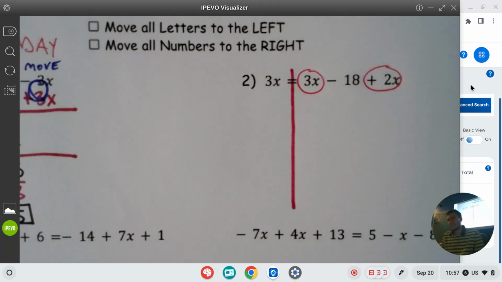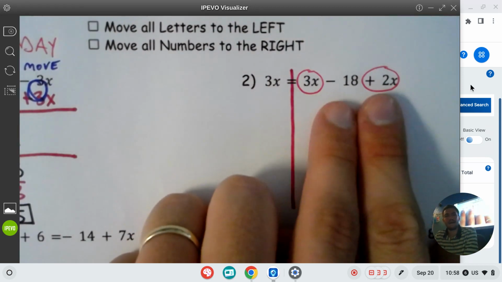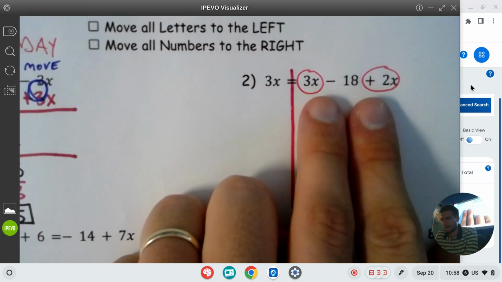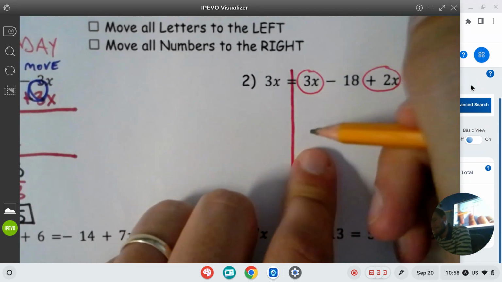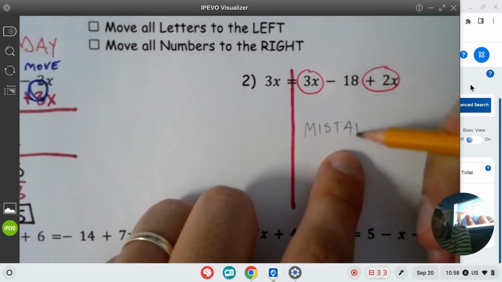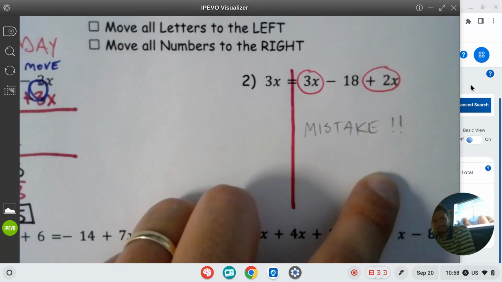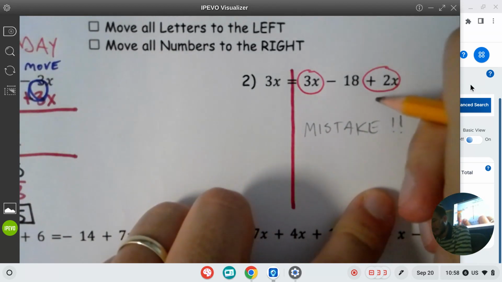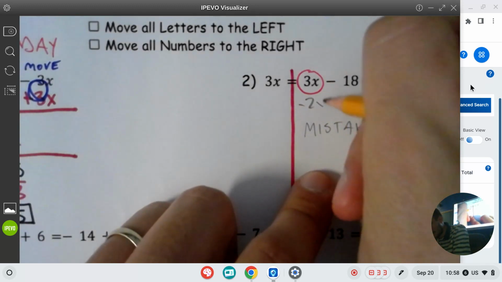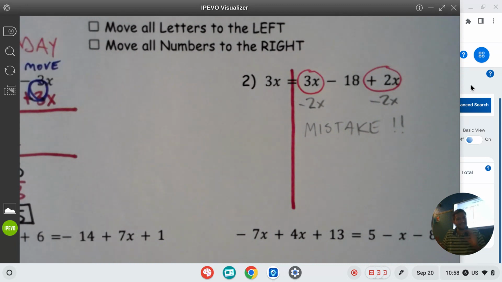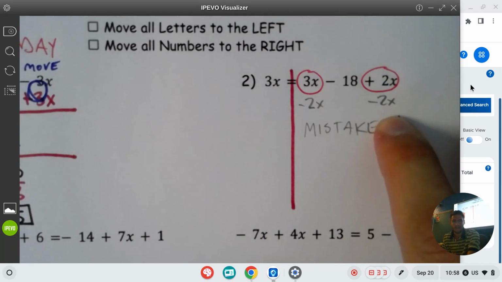Now, as simple as this sounds, there's always about 2 kids in class who make the following mistake. Okay? What we're trying to do is combine like terms. That's all we're trying to do. Here is the mistake that these students will make, right? So I'm going to write mistake here. Don't do this, okay? If I write minus 2x, it doesn't look all that bad, right? I mean, we used opposites. The opposite of the 2 is a minus.